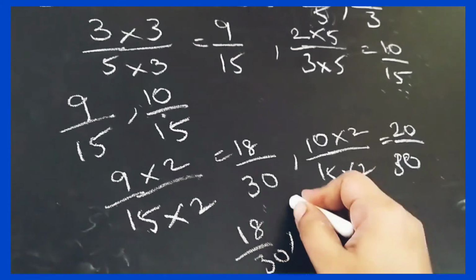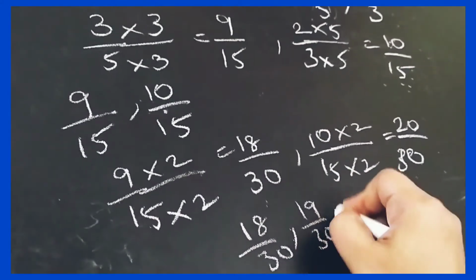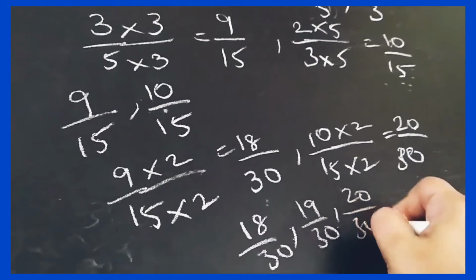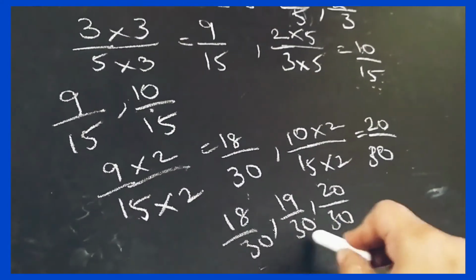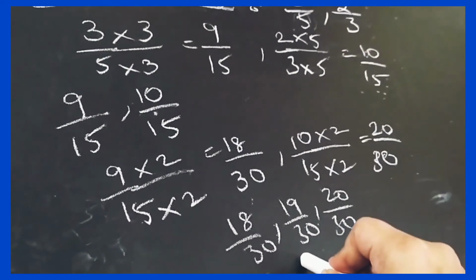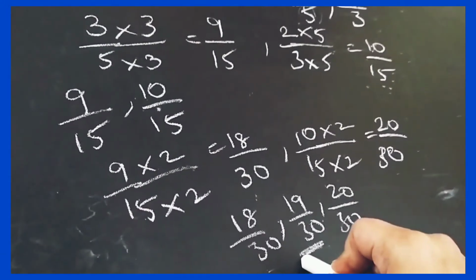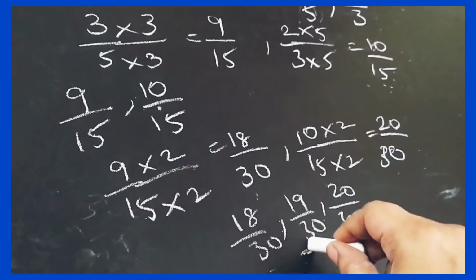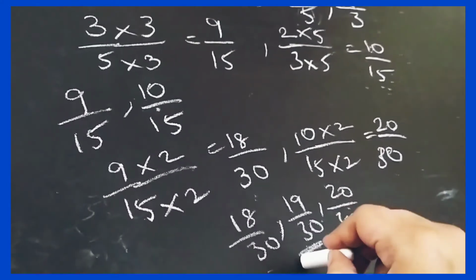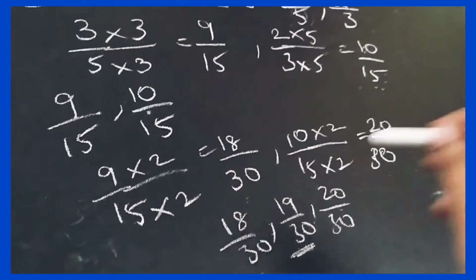Okay, 19 by 30, 20 by 30. So if I am multiplying it with 2, how many rational numbers am I getting? One rational number. Between this I am getting one rational number. So again, if I want three rational numbers, I am taking here 5. I am multiplying it with 5.